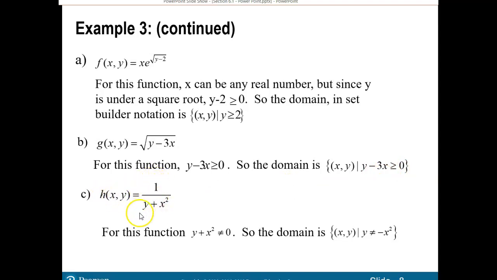Here, h of x, y is 1 over y plus x squared. So here we do not have a square root issue, but we do have a fraction. So here the denominator, y plus x squared, would not be allowed to equal 0, because you can't divide by 0. So your domain would be the set of all ordered pairs x, y such that y is not equal to negative x squared. Right here, they did just move this x squared to the other side. Okay, so you're listing restrictions on one or both variables to make sure that when you plug numbers in, you're getting a real number answer.